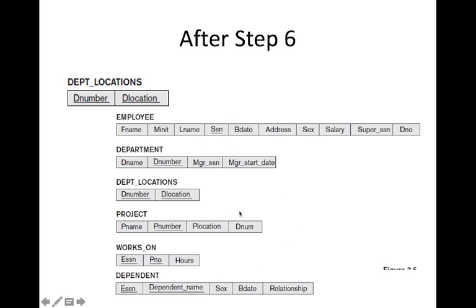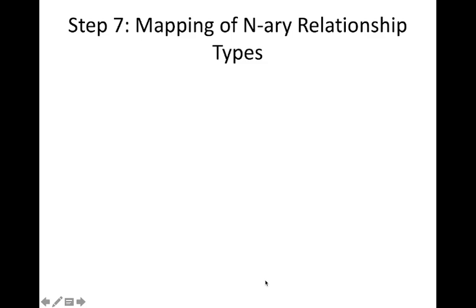So this is the final logical design, the final design of that ER diagram, the company database. If we do all the steps, it will be converted into these 6 tables. In this way, we can map ER diagrams into relations. And step 7 is there, but in our example there is no ternary relationship.